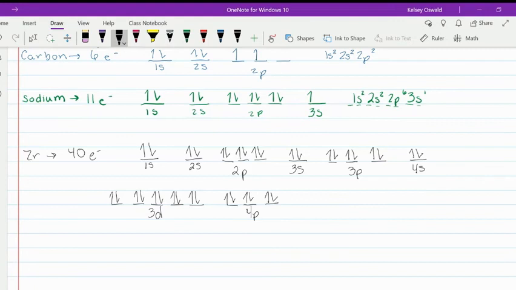Once we add up all those electrons, so 2 in the 1s, 2 in the 2s, 6 in the 2p, 2 in the 3s, 6 in the 3p, 2 in the 4s, 10 in the 3d, and 6 in the 4p, we're going to see that we have 4 more electrons.